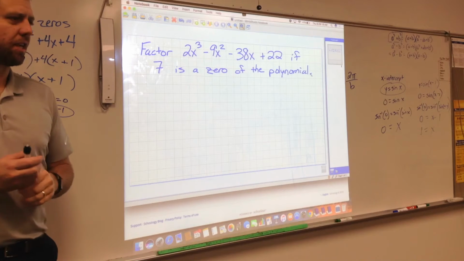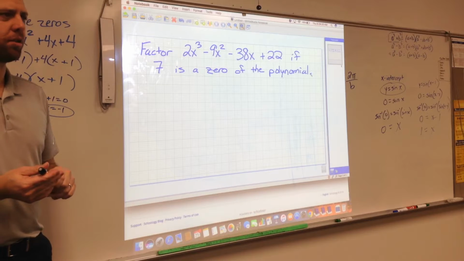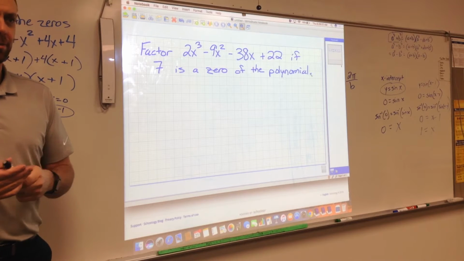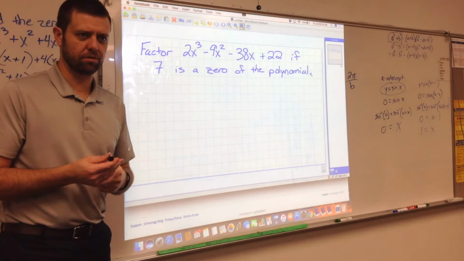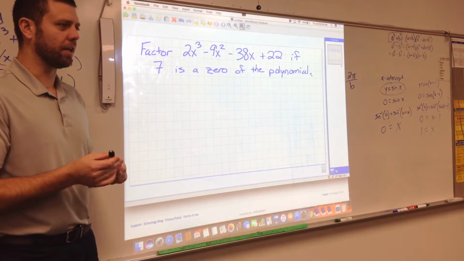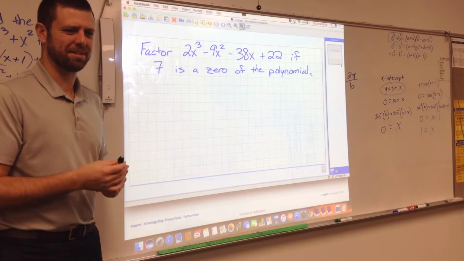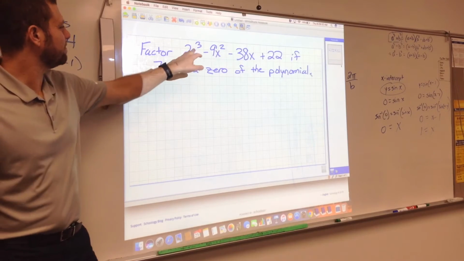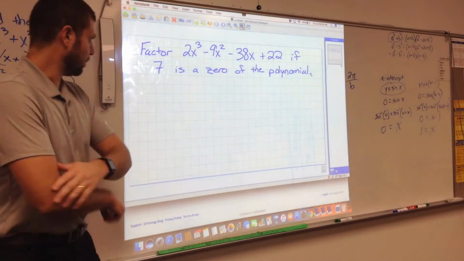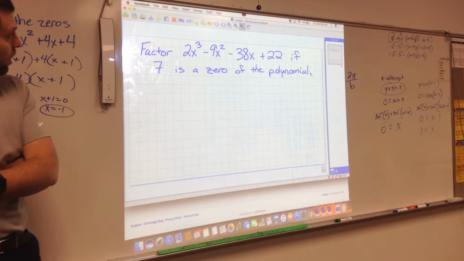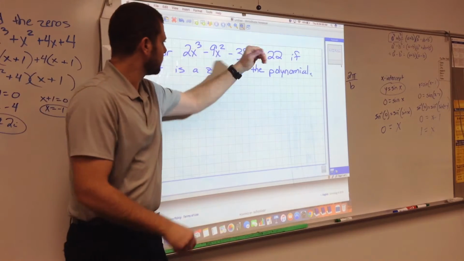How many terms does it have? 4 terms. There's no special name for that I really care about, so you can just say it has 4 terms. Okay? Someone guessed the other day quadrinomial or something. I have no idea. Okay? But anyway, it has 4 terms. So we'll review there.